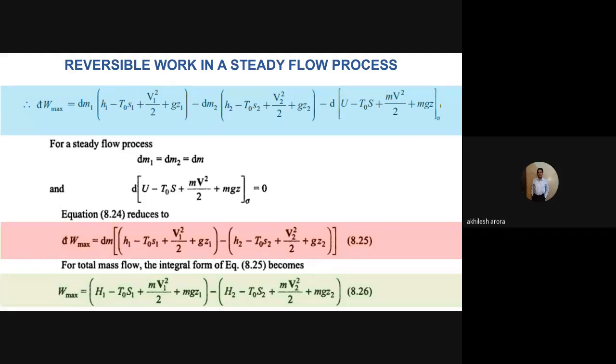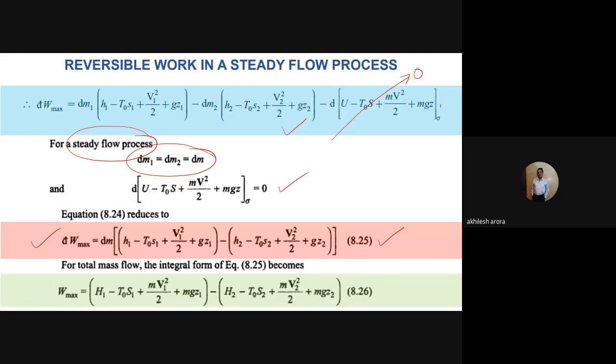This is the equation I was talking about, the first one. Then if I go for a steady flow process, this term will go and we will get this particular equation. You can see dW max is equal to dm, then h1 minus T naught s1 plus v1 square by 2 plus gz1, minus h2 minus T naught s2 plus v2 square by 2 plus gz2, and the third term goes off. This becomes zero because this is a steady state, and in case of steady state dm1 is equal to dm2, and this term becomes zero.